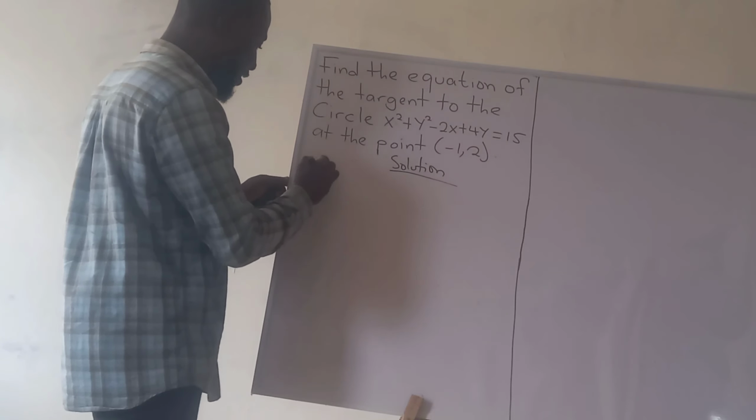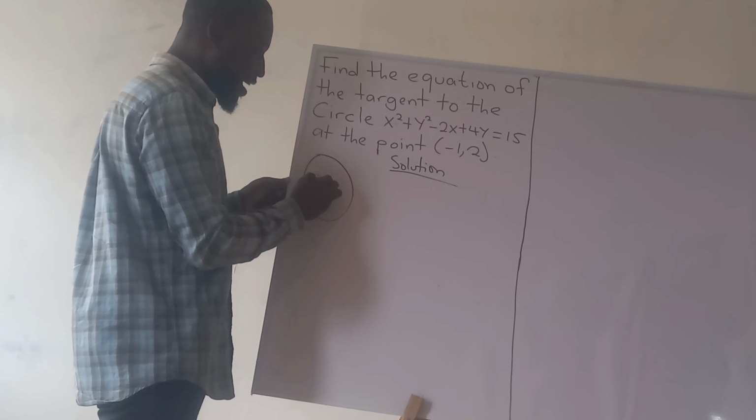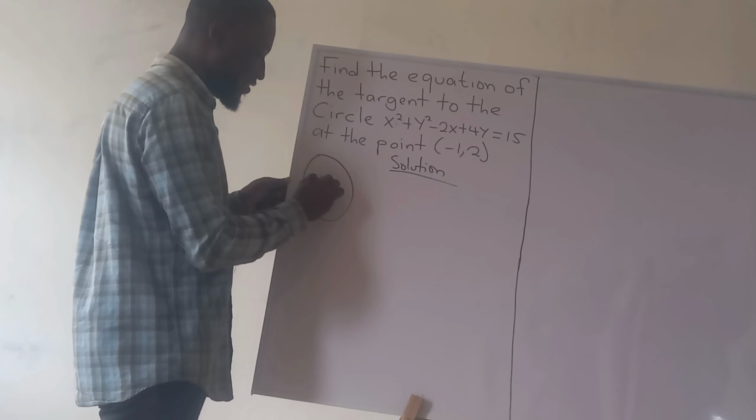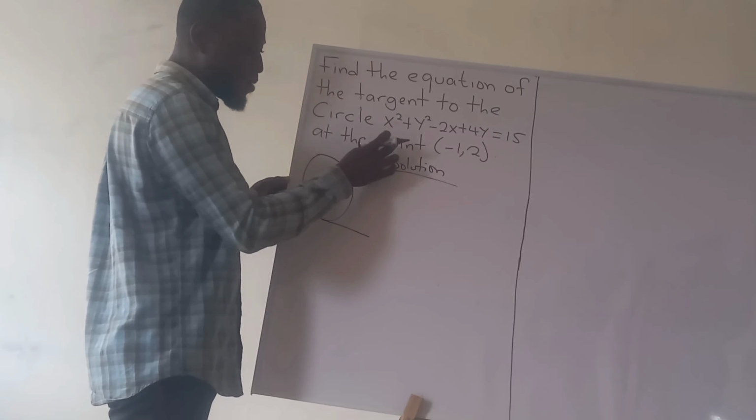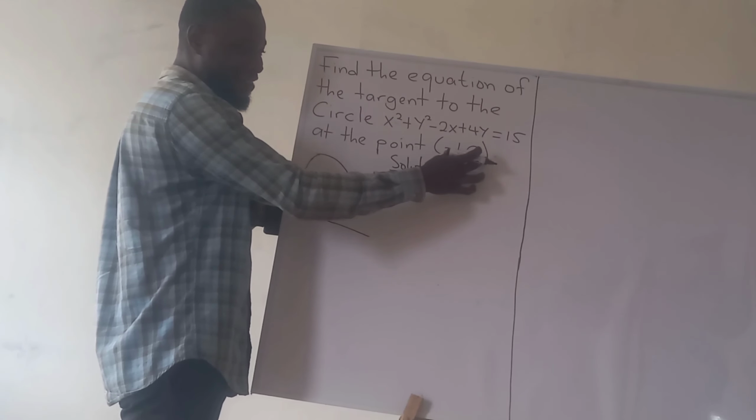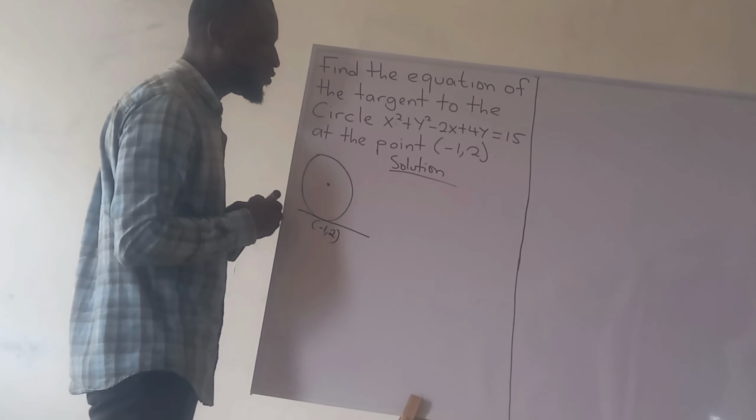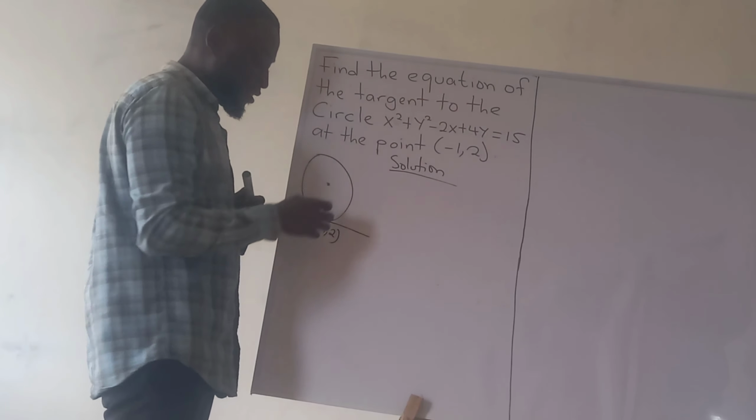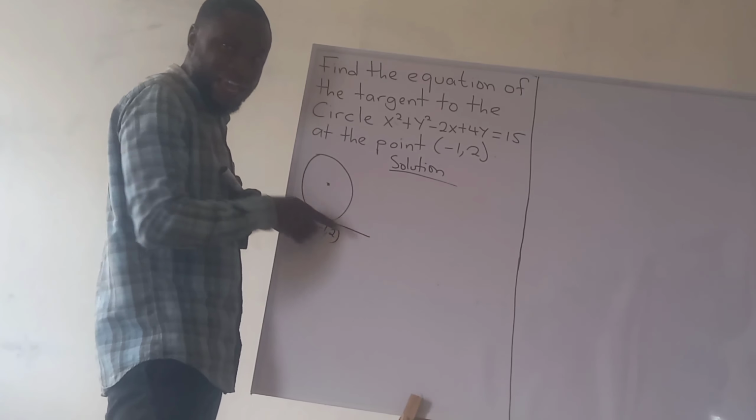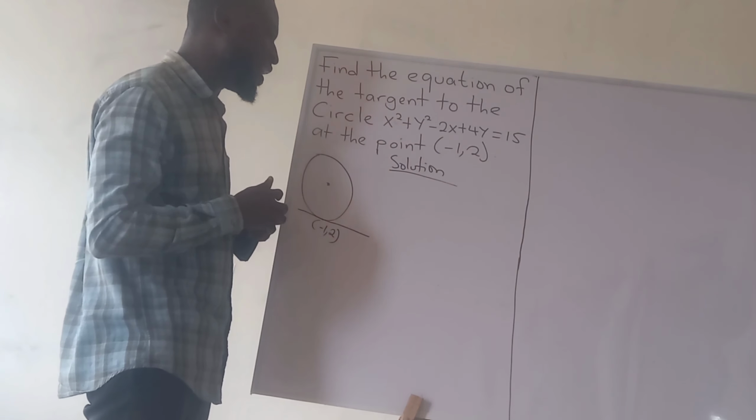So assuming this is your circle, and you know a circle has what? A center. Good. And this is the tangent which is being given. And the point of tangent is given as -1, 2. Remember, you are asked to find the equation of the tangent. And the tangent is a straight line, so you are finding the equation of a straight line.